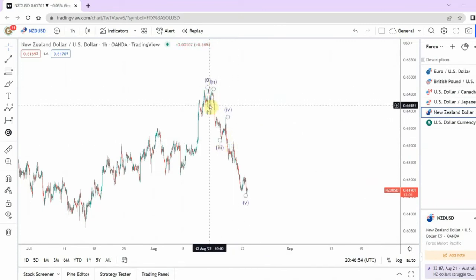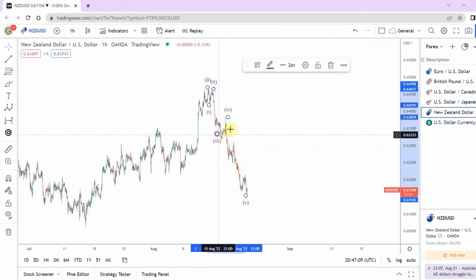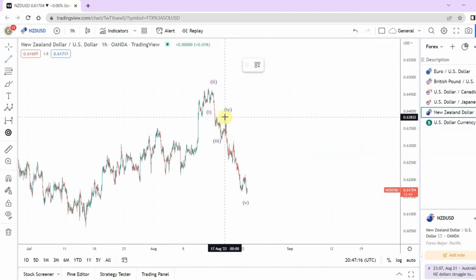We can clearly label it as wave 1 and 2 right over here. We have a sharp wave 3 right over here and wave 4, and then we can clearly see wave 5. So wave 5 is clearly subdivisible right over here. Once again, we need to see some sort of an indication that we are actually right in our analysis.